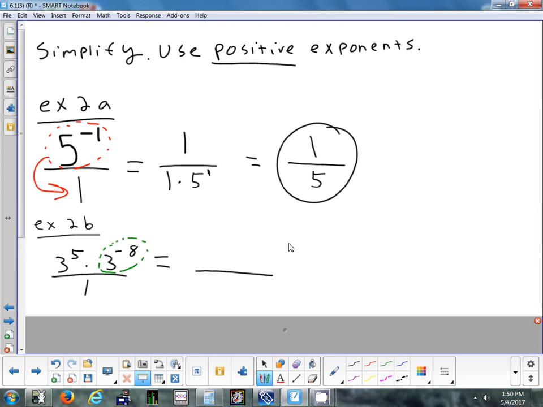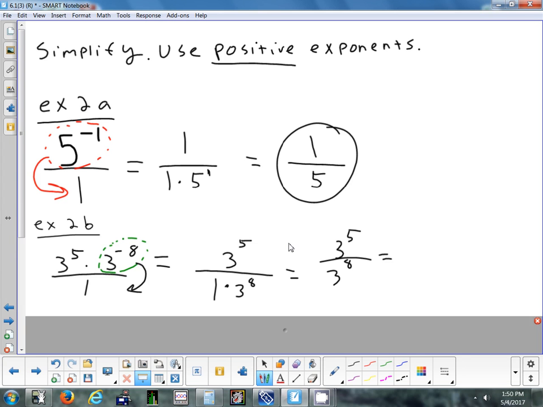Okay, when I move 3 to the negative 8, what's left in the top? 3 to the 5th. So do I need to put a 1 there this time? No, because there's something left there. I only need to put a 1 if there's nothing there. What's going to be in the bottom? Yep, 1 times 3 to the 8th, which is really just 3 to the 8th. Now, this is a problem like we had yesterday. We don't have any negative exponents left.